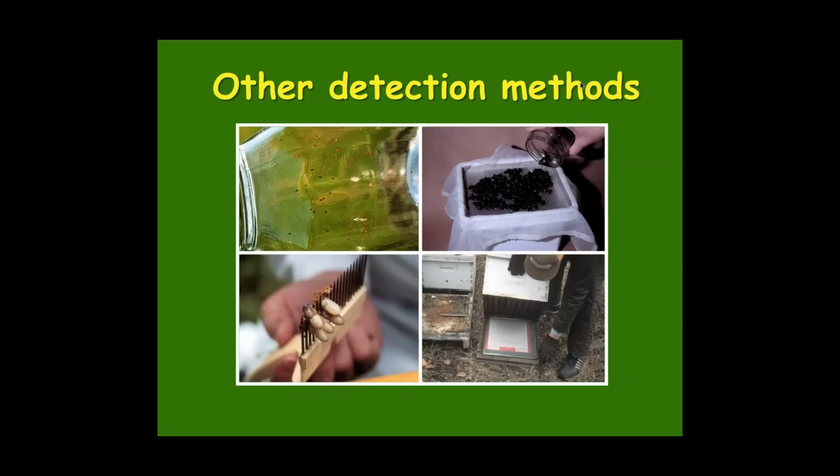There are other sampling methods that you can use, but I personally like the sugar roll technique because you can do it in the bee yard, you're not killing any bees, and there's an extension publication available from the University of Nebraska about how to use that technique if you'd like to request it. They'd be glad to send you a copy.